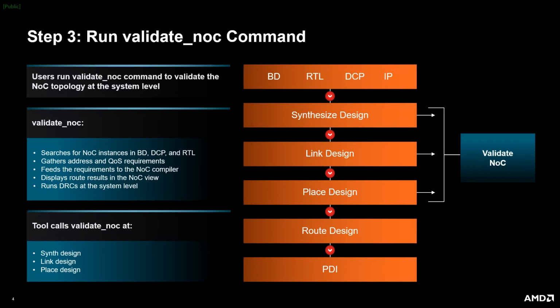Additionally, this command also runs DRCs at a system level. The result provides a complete NoC solution that can be observed in the NoC viewer, showcasing the route results. Users can run this command manually, but the command is also run by the flow automatically at 3 different stages: synth_design, link_design, and place_design.